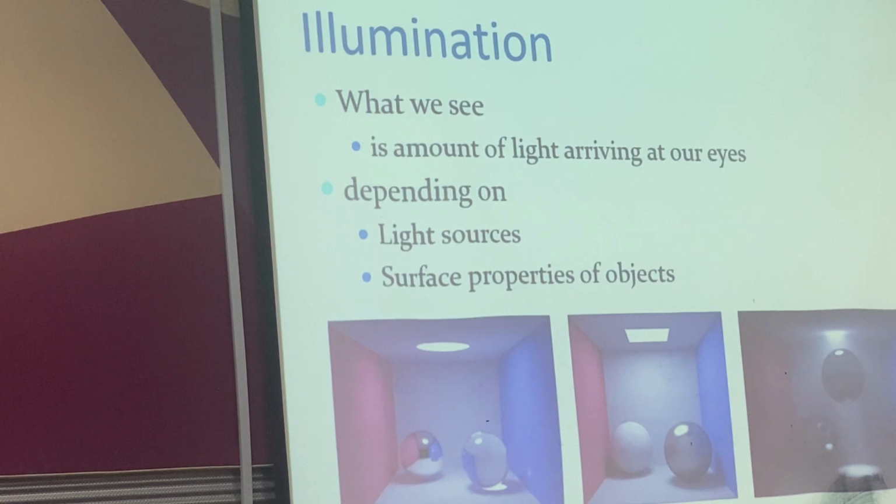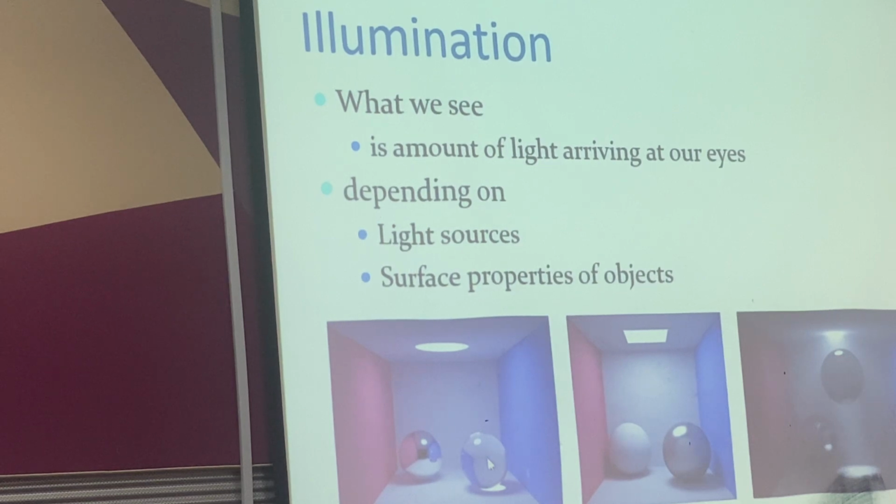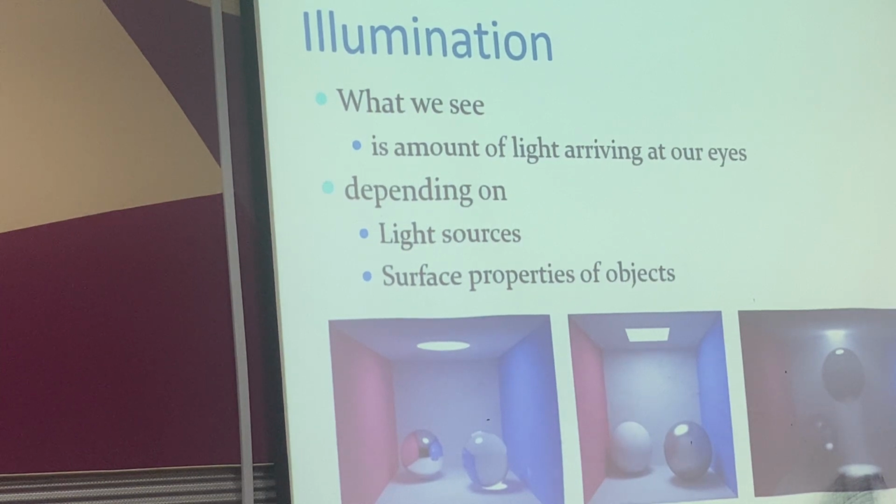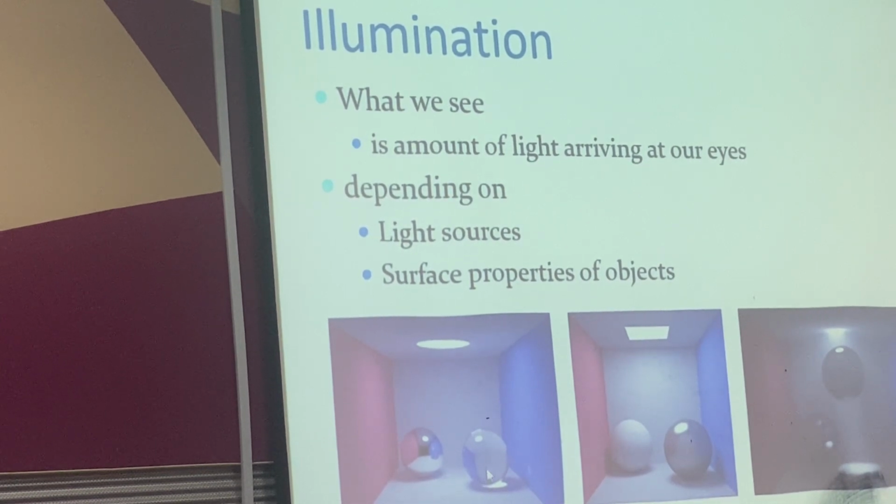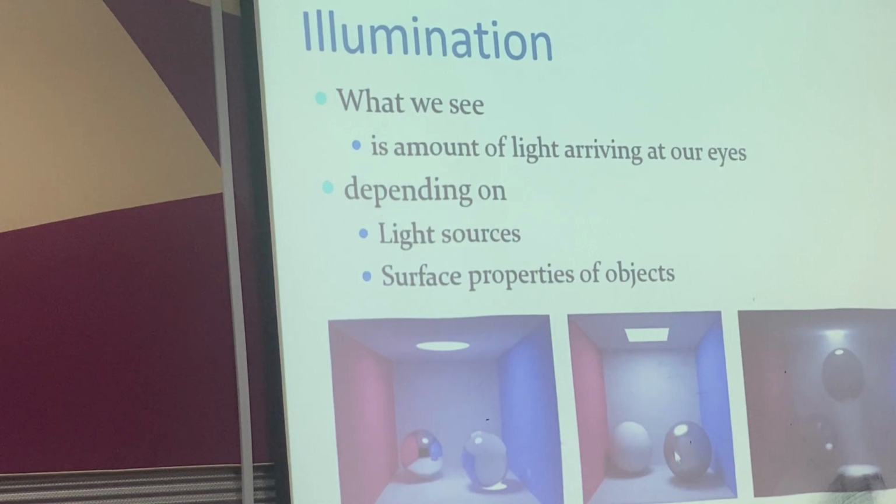Okay, moving on to seeing. You must turn on your lights, otherwise we cannot see. How your objects look depends on the light source, where you put your lights, and also on your surface properties. You can see the same room with the same objects, spheres here, but with different placings of the lights.